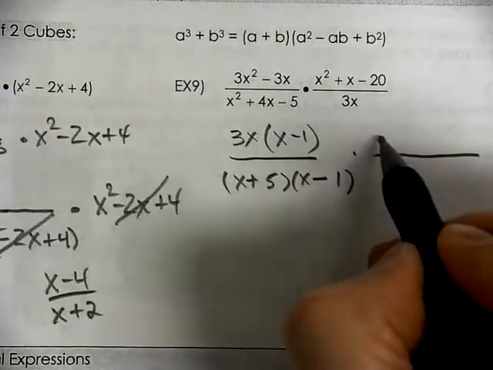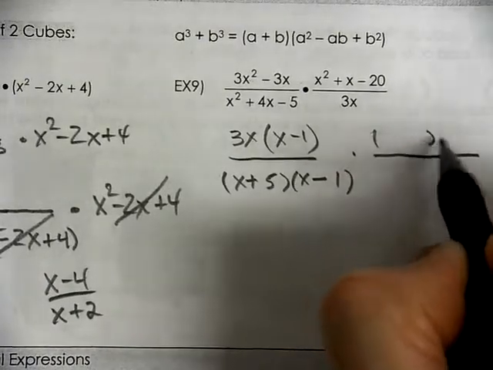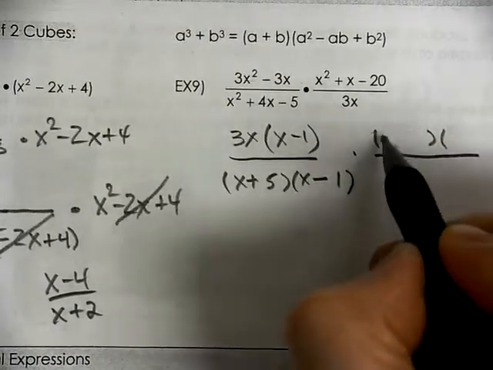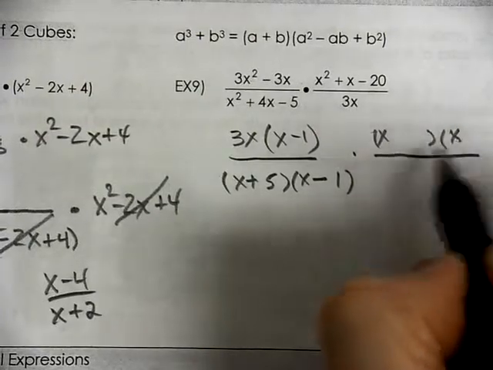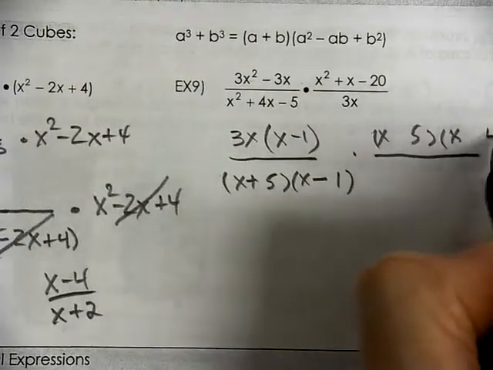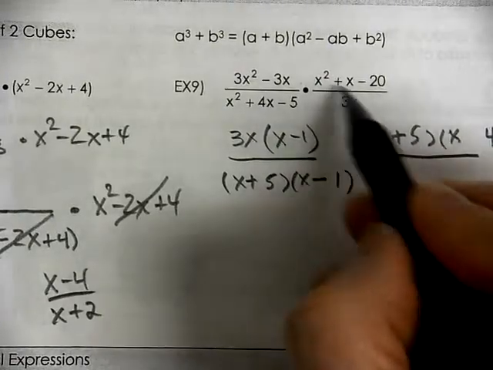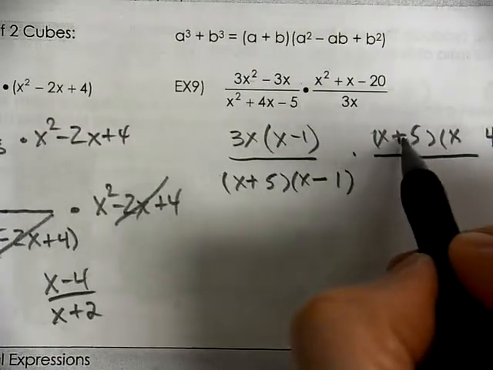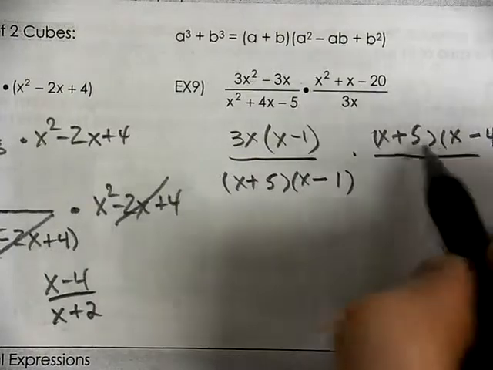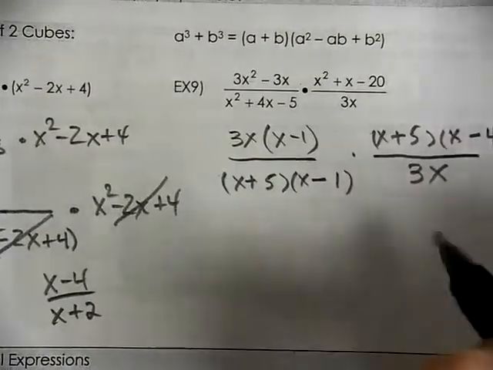On this side, we're going to look at factoring that apart. We'll get x and x. We'll get 5 and 4. That multiplies to be 20. You need more positives. You need a positive 1 to be left over, so positive 5 and a negative 4, with the 3x on bottom.